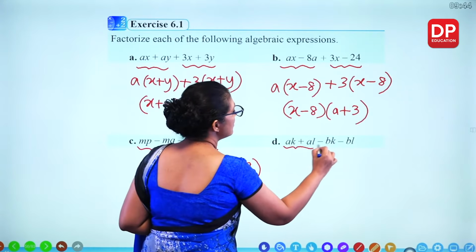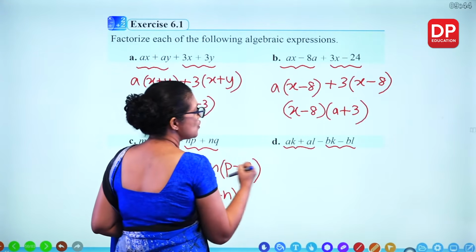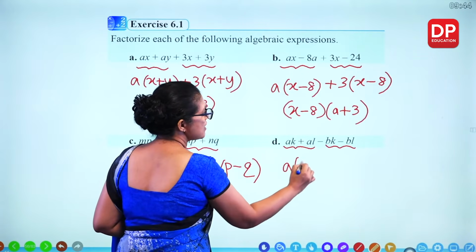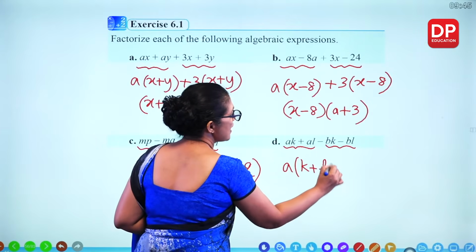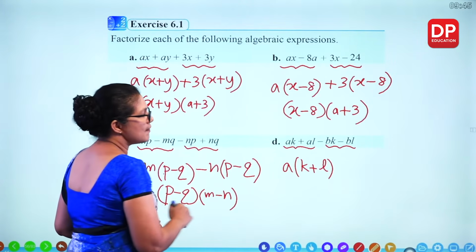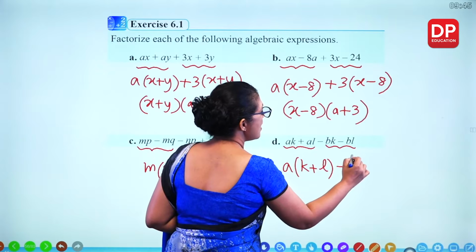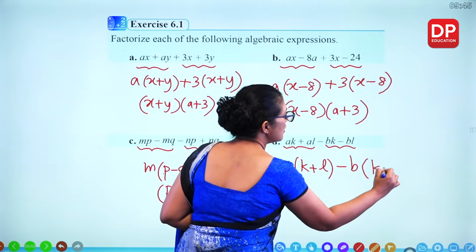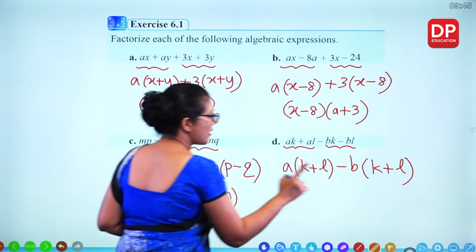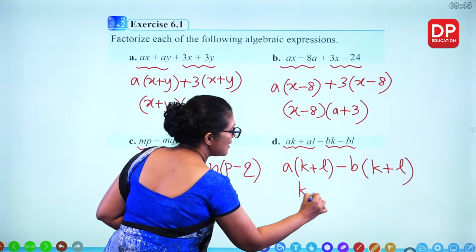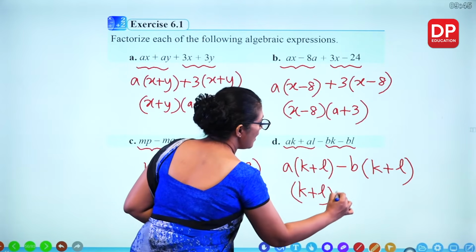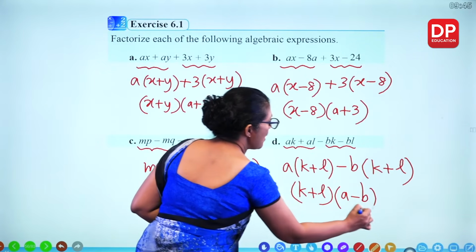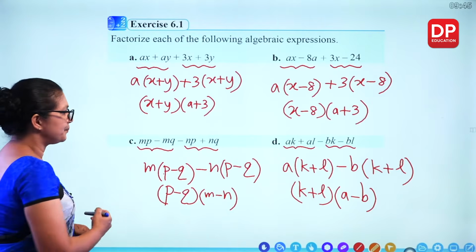This one, which one is common? A is common. Take it out. You get k plus l. Both negative. You can take negative b out. K plus l you are getting. So k plus l is common. And the remaining part is a minus b.